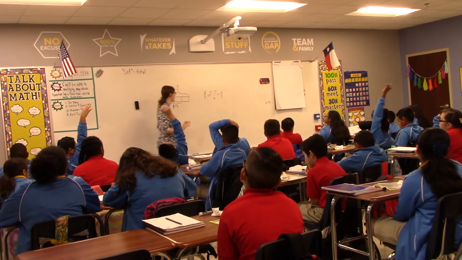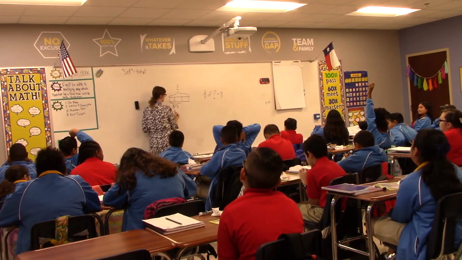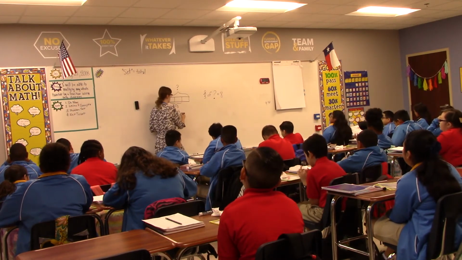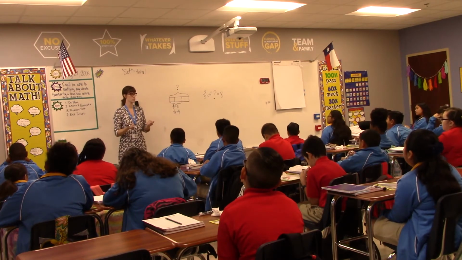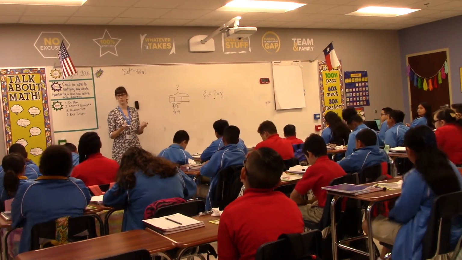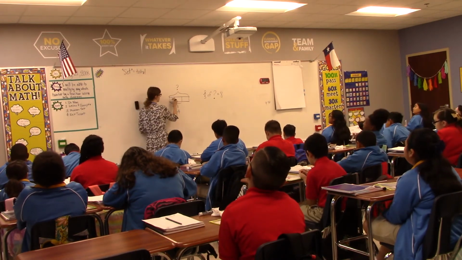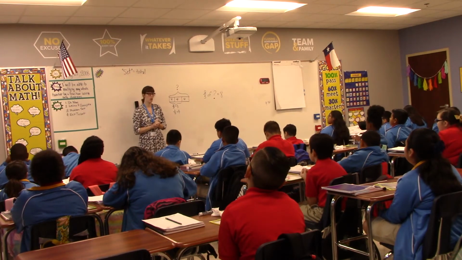Chastity? 2 parts is 8, so 1 part is, yes ma'am, 4. Your feet are flat on the floor. Step in our chairs. If each part is 4, you can write 4 at each part. Correct.